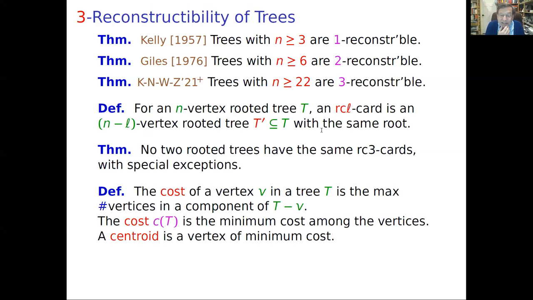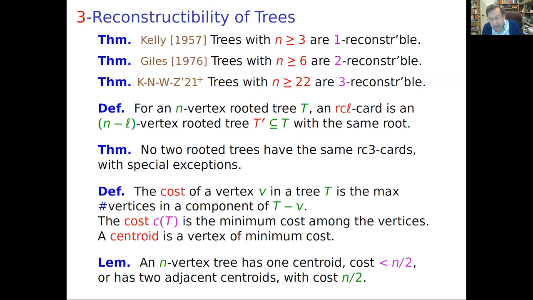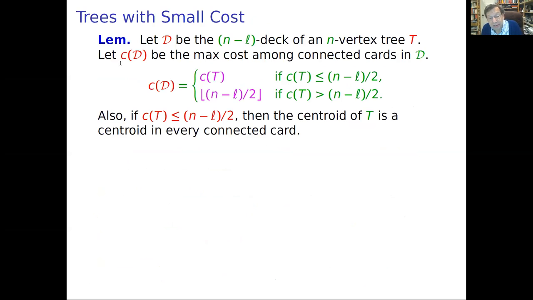The cost of a vertex in a tree is the maximum number of vertices in a component when you delete that vertex. The cost of the tree is the minimum cost among the vertices, and a centroid is a vertex of minimum cost. It's well known, and was used by Manvel in his results, that an n-vertex tree has one centroid with cost less than n over 2, or has two adjacent centroids, each of which has cost n over 2. So it turns out that you can find out about the cost of the tree from the cost of the connected cards in the deck.